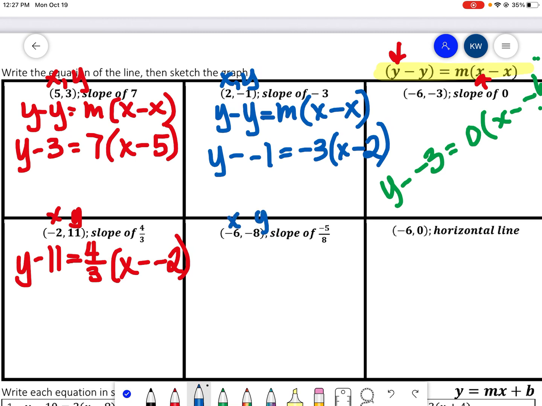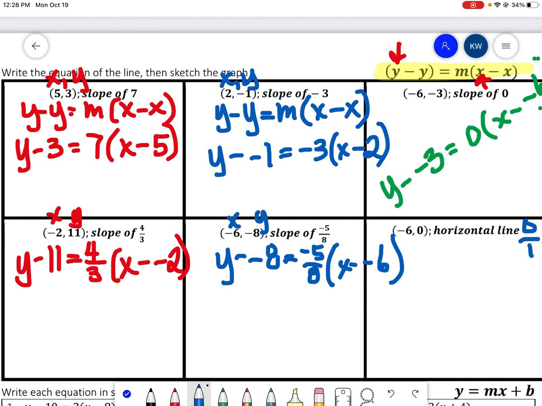This is my x, this is my y. Y minus a -8 equals -5/8 x minus a -6. As a reminder, a horizontal line has a slope of 0. You try that one.